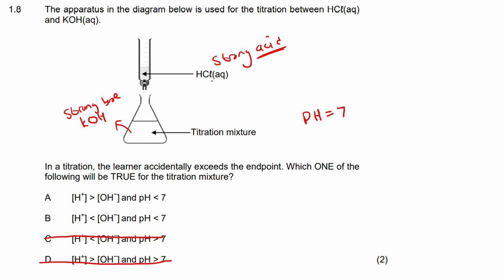Now, what you must remember is that acids are a source of H+. So because we're going to have more acid, the H+ concentration is going to be larger than the OH- concentration, which is from the KOH. Now, what we must remember is that acids are a source of H+. So because we are going to be adding in excess acid, the H+ concentration is going to be larger than the OH- concentration, and so the answer for this one is A.